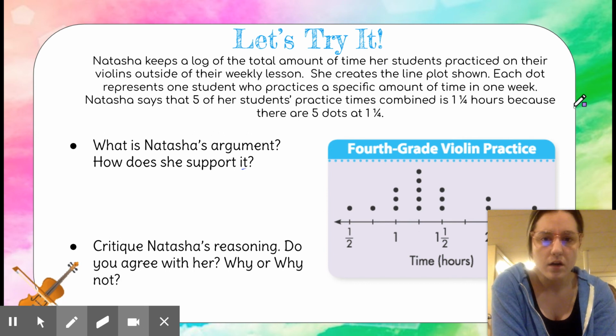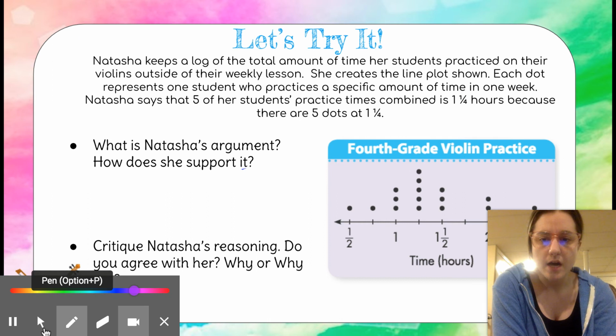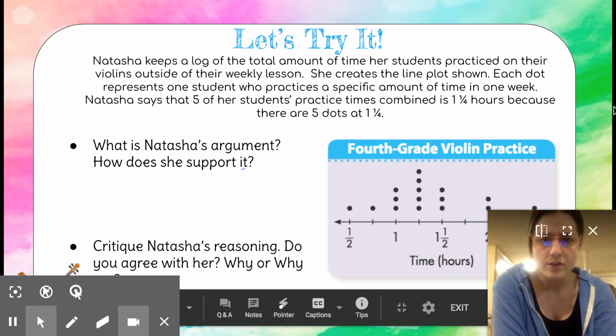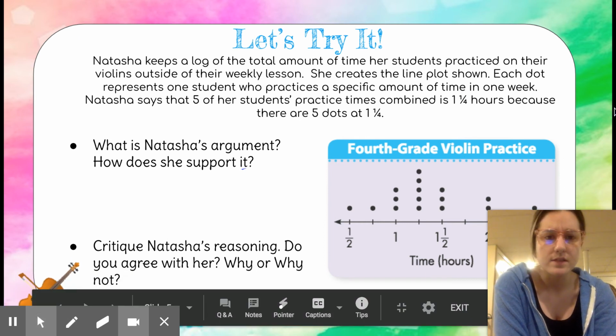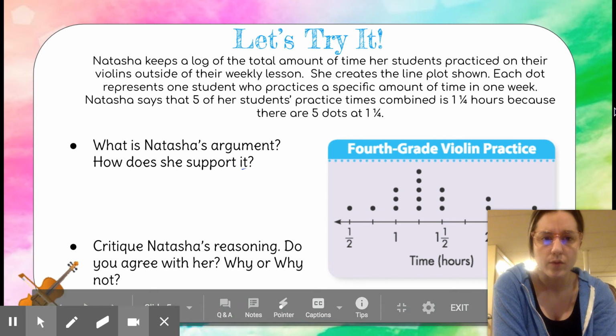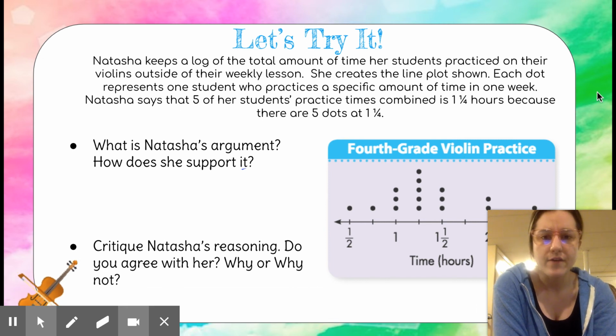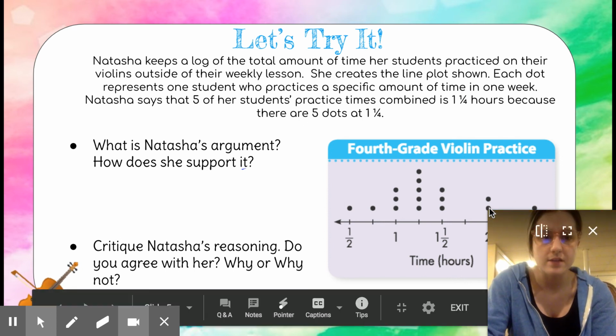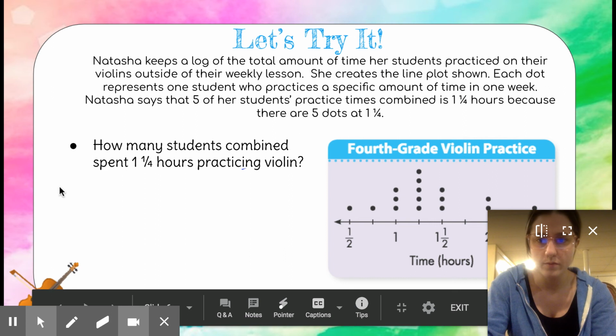Natasha keeps a log of the total amount of time her students practice on their violins outside of their weekly lesson. She creates the line plot shown. Each dot represents one student who practices a specific amount of time in 1 week. Natasha says that 5 of her students' practice time combined is 1 and 1/4 hours because there are 5 dots at 1 and 1/4.